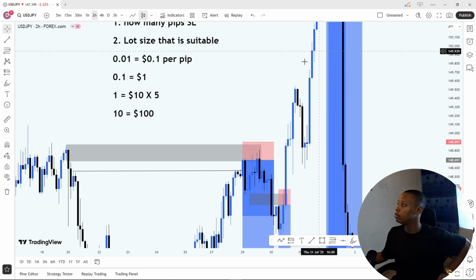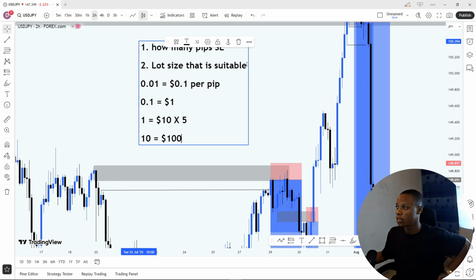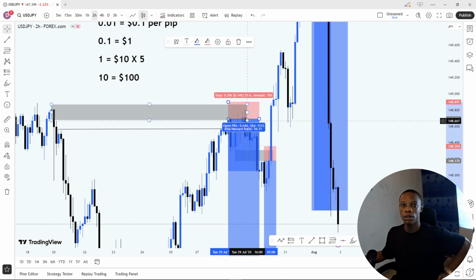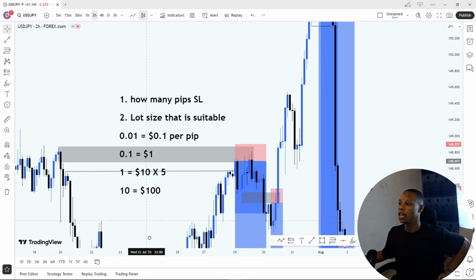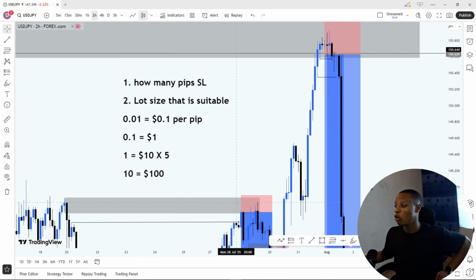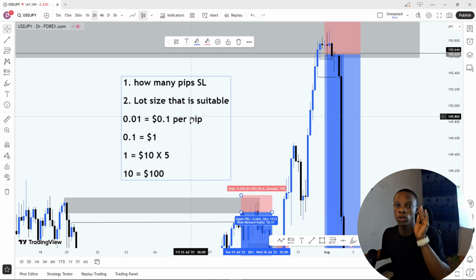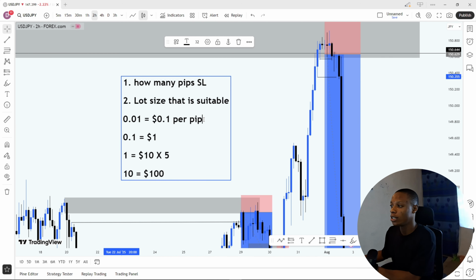Then on other instruments like gold and BTC, they are standard the same way. 0.01 lot size is about 10 cents per pip. Now, this trade I'm risking about 20 pips. If I use the lowest lot size, 0.01, which is about 10 cents per pip, times the 20 pips, that's going to be about $2 risk. So on this very trade, if I use this lot size, I'm risking $2, but my plan is to risk $10.